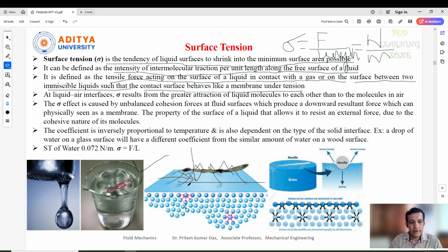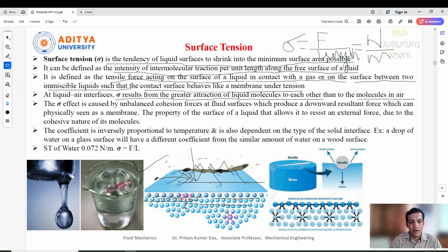At the liquid-air interface, the liquid part is below, and at the top of the surface there is air, or you can say gas. At this liquid-air interface, the sigma value reflects the greater attraction of liquid molecules to each other than to the molecules in the air. That means the molecule particles present inside the water are more than the molecule particles present in the air.